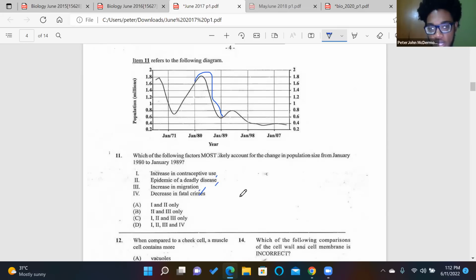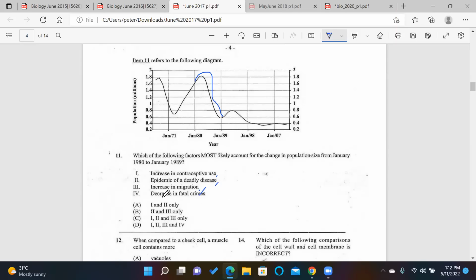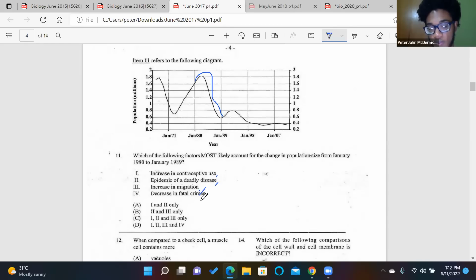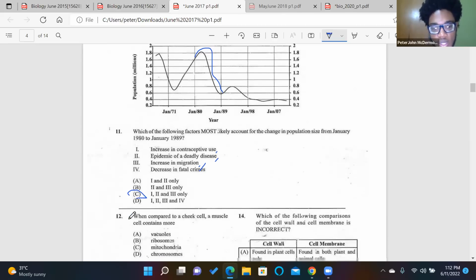Increase in migration. If people are moving away, is that going to increase or decrease the population? If people are leaving, is that going to increase or decrease the population in an area? Decrease. So the last thing that we have is decrease in fatal crimes. If less people are dying, is that going to increase or decrease the population? It's going to increase it. So what we're left with is C.